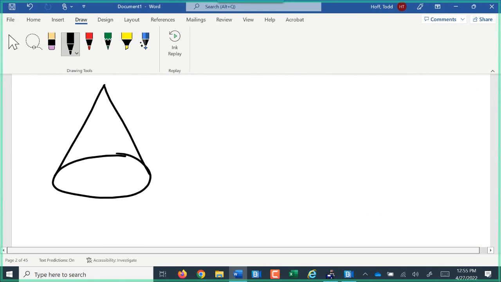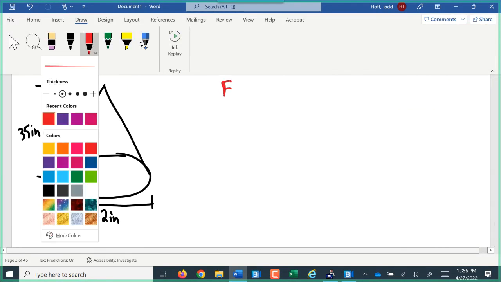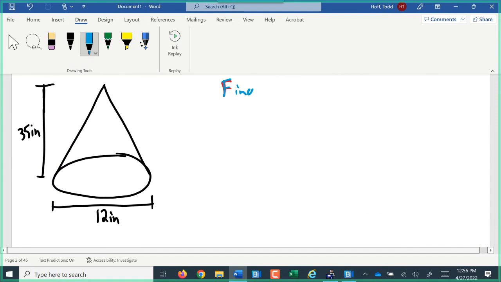Let's talk about a cone. So let's say that this cone is, how big do I want to go across there? Let's call it 12 inches. A little bit more, I suppose. Five inches. Obviously not drawn to scale. Tell me what to do. Find the volume.